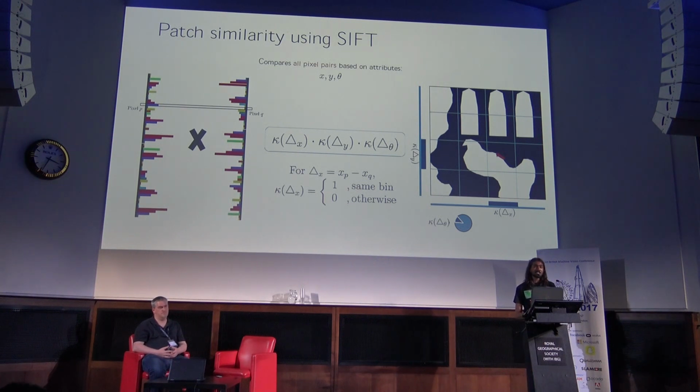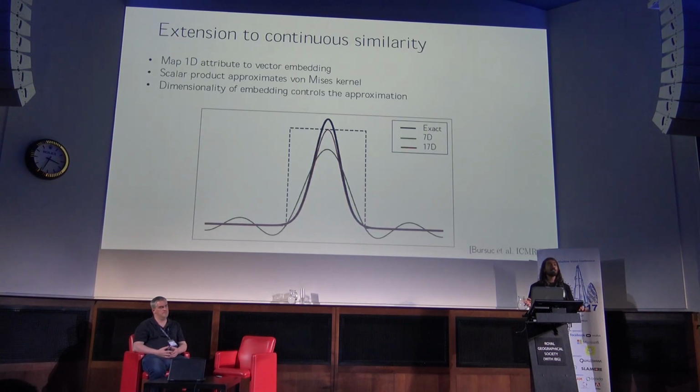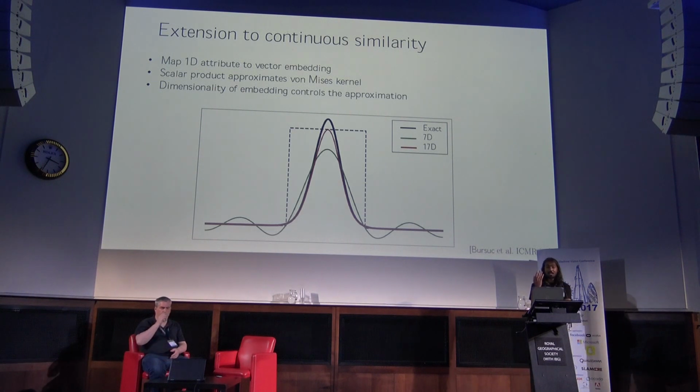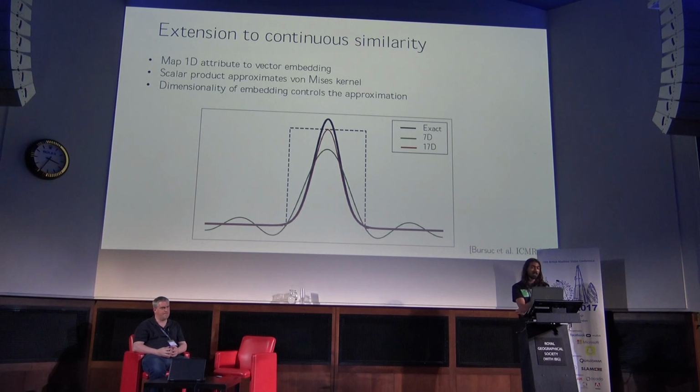Now, one extension is quite obvious from here. Instead of having a step function, let's use some continuity so we can get rid of quantization effects, etc. So we map each 1D attribute to a vector embedding. The function that we're trying to approximate is a von Mises kernel. The way we approximate it depends on the number of terms we take in the approximation, and this decides the dimensionality of the descriptor. Higher dimensionality means a better approximation, like you can see in red, and lower dimensionality means a lower approximation, which you can see in green.